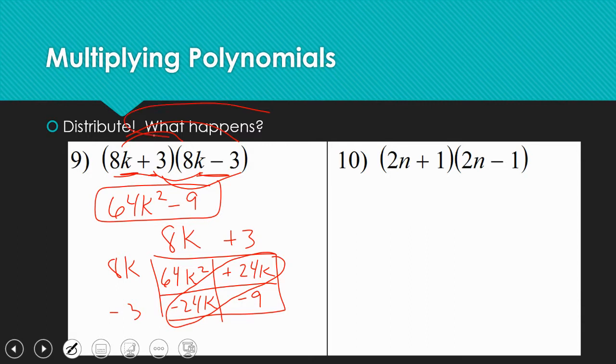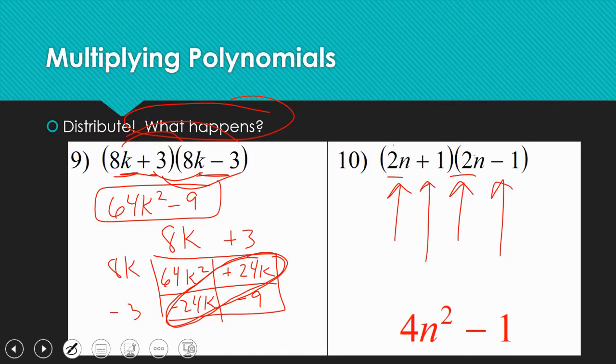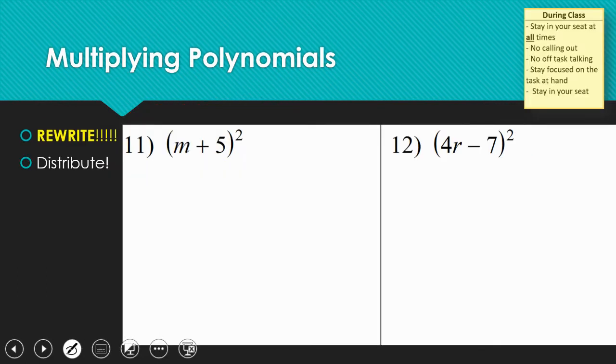And notice up here it said what happens. What happened here is that these went away. And the same thing happens over here after you do this problem. Well, what you might notice is that 2n and 2n, and then we have a plus 1 and a minus 1. You look at this pattern, 8k and 8k, plus 3 minus 3. That is a pattern that will come up later when we unmultiply, or what's called factor.